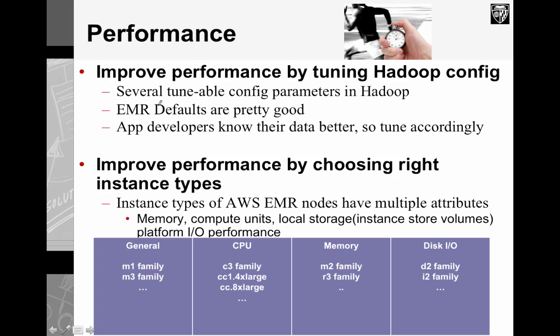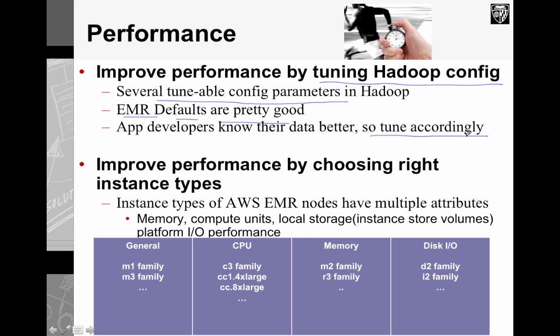Performance. Performance of an EMR cluster can be improved by tuning the Hadoop configuration files. There are several tunable configuration parameters in Hadoop. In fact, there are hundreds of parameters, but the EMR defaults that you get are pretty good. If you are an app developer, clearly you know more about your data and you know what kind of configuration works the best for your Hadoop. So you can tune those configurations if you want when you create the cluster.